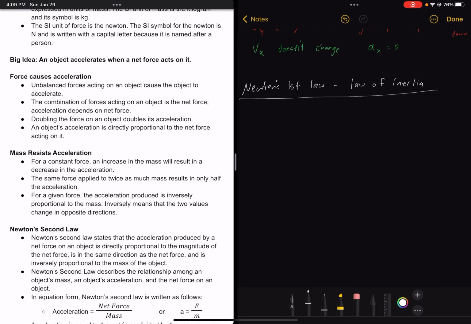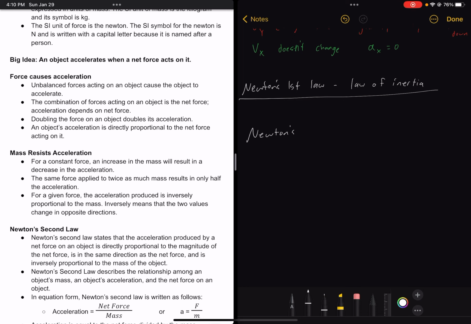You can have an object moving in outer space where there's no forces acting on it, right? So you don't worry about gravity or anything else. You just have an object moving in a straight line. Its motion is not going to change because there's no forces acting on it. The second law is F equals ma.